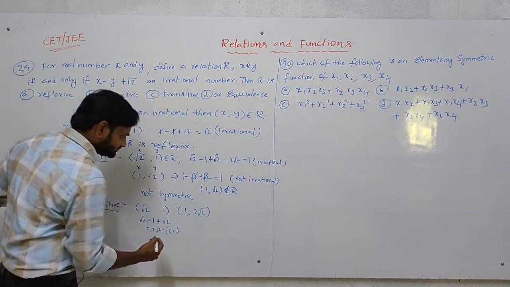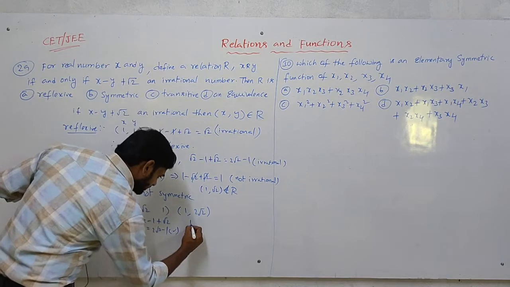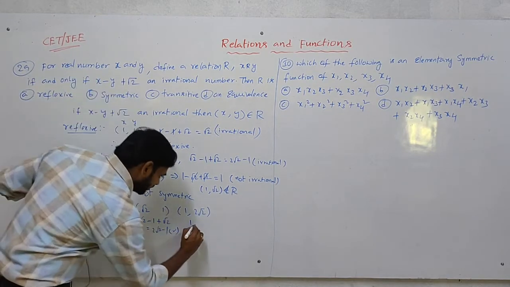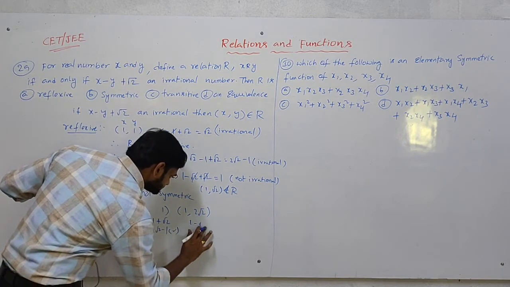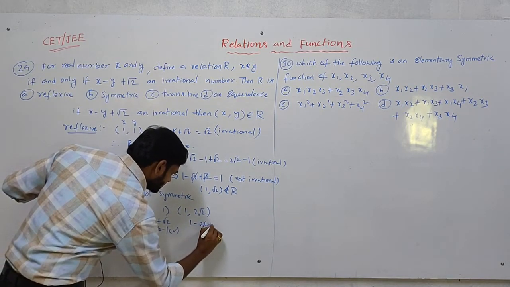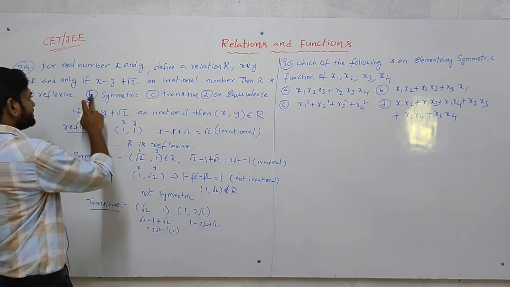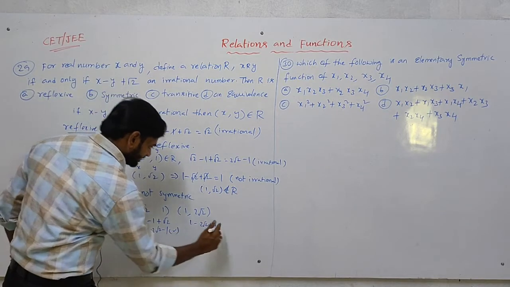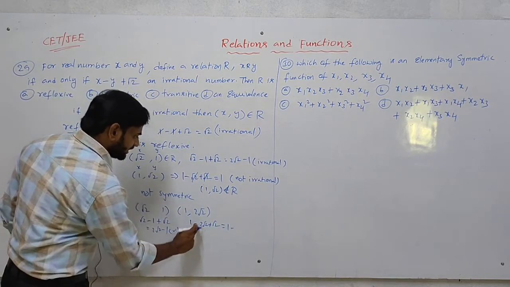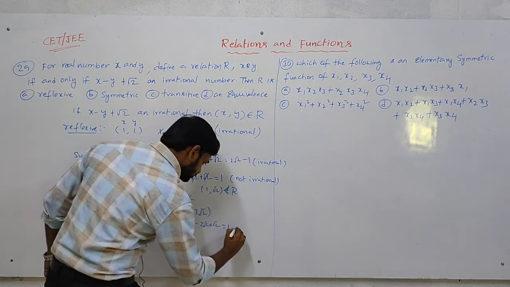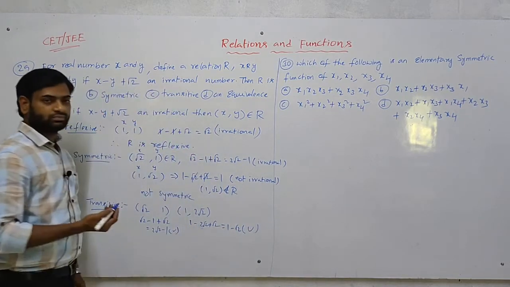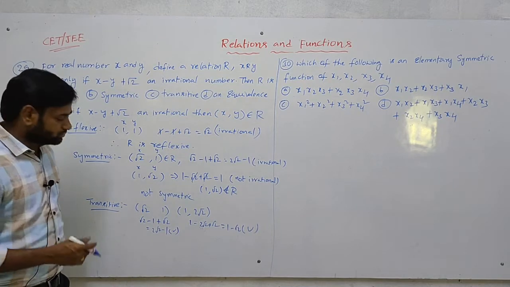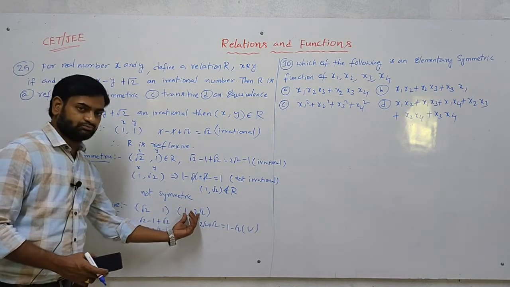Next, what about this one? 1 comma 2 root 2. This is x, this is y. x minus y plus root 2: 1 minus 2 root 2 plus root 2. So 1 minus 2 root 2 plus root 2, that is 1 minus root 2 also. It is irrational. Now this is AB, this is BC.